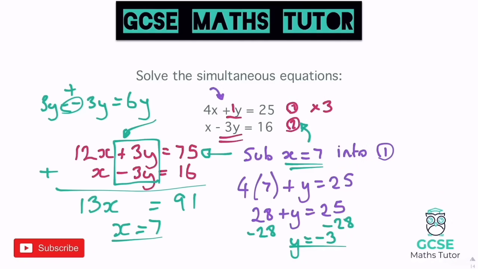So let's have a think. If I did sub it into equation 2, we'd have had 7 take away 3y equals 16. Doesn't quite seem as nice here, because now when we take away 7 we have negative 3y equals 9, and then when you divide by negative 3, 9 divided by negative 3 is negative 3. So we could have solved it in that equation as well, but I've opted to go for the easier one there.